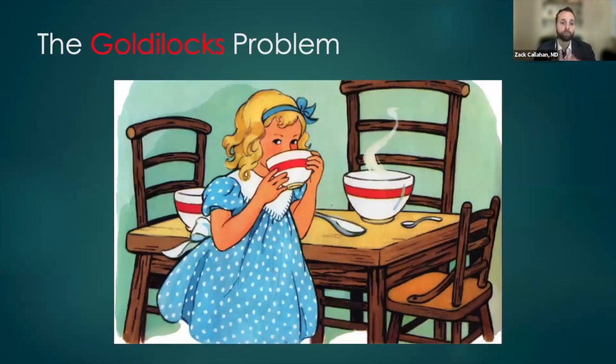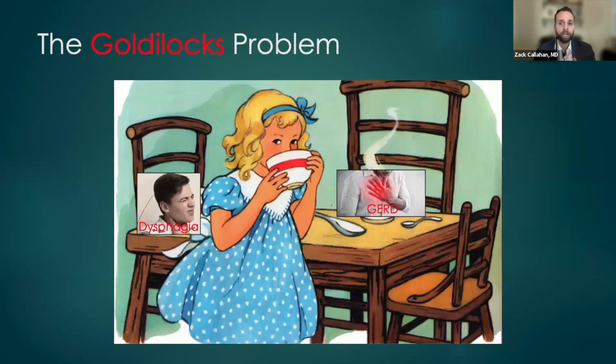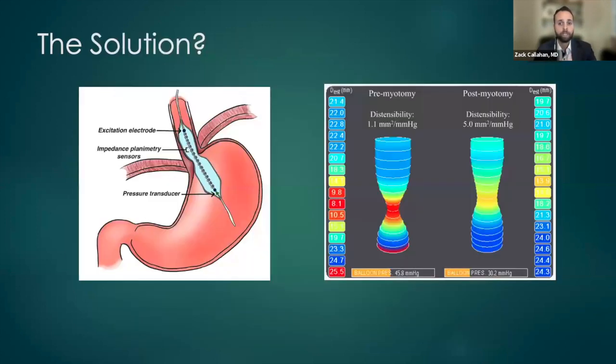POEM is a great procedure. We know it works. We know it's safe. But is there a way to take this procedure to the next level? How can we tailor our myotomy so that patients have resolution of dysphagia, but decrease the alarming incidence of post-POEM GERD? And I think impedance planimetry might be the solution to the Goldilocks dilemma. I believe this tool can help us tailor POEMs so patients have adequate resolution of dysphagia while minimizing post-procedure GERD.